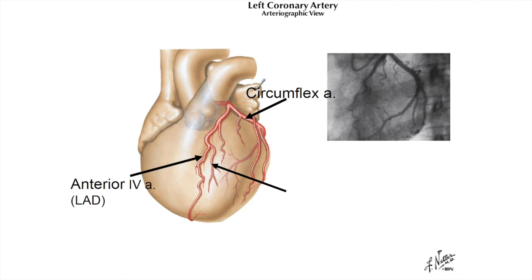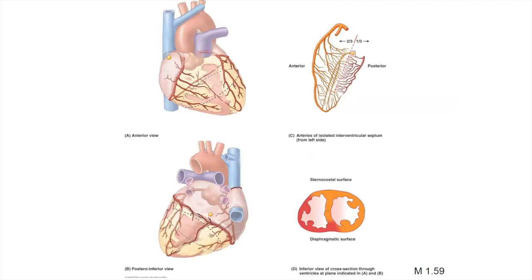Here you see the circumflex, and then the circumflex gives off a marginal branch. You'll remember that the right coronary also gave off marginal branches, and they're right there at the right and left borders of the heart.